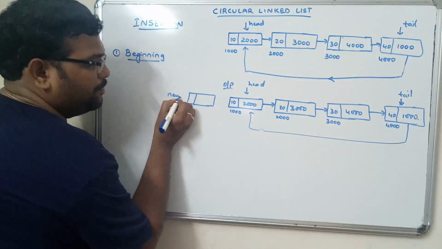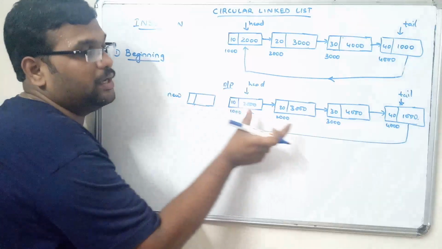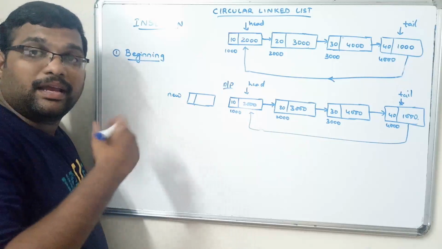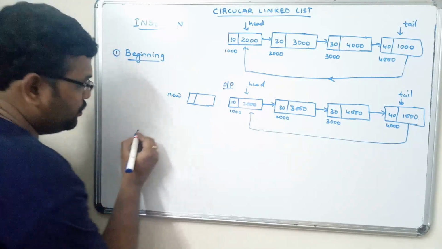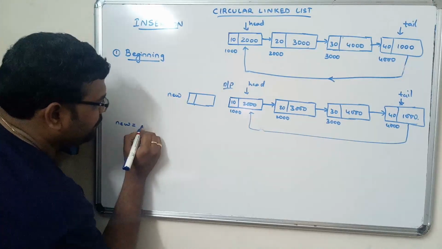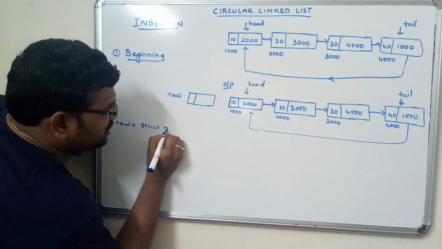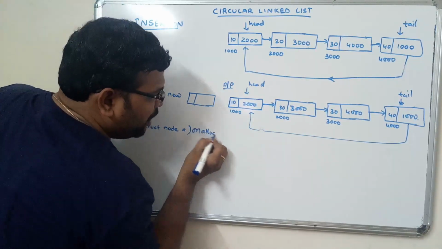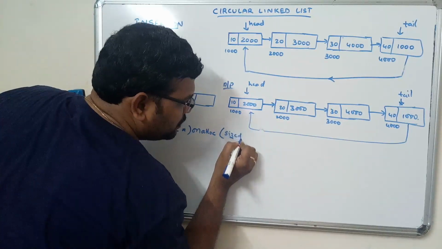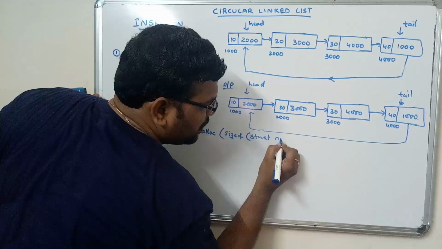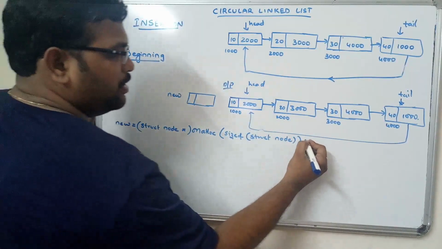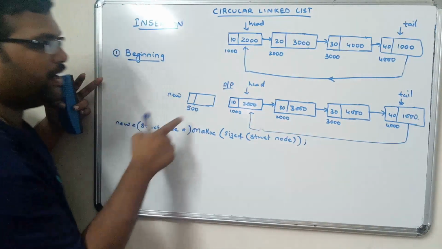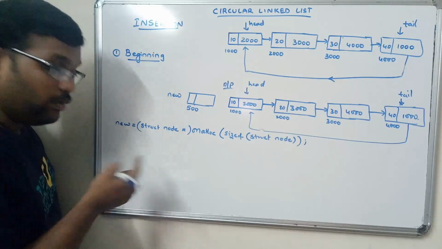If it is a new node, that means we need to insert this new node into this linked list. For that we know that we have to allocate the memory by using dynamic memory allocation. So first new is equal to struct node star, which returns a pointer, using the malloc function, sizeof struct node. Right. So a pointer will be assigned to this new. Let it be 500. 500 is the address of new, and we have to read the value.